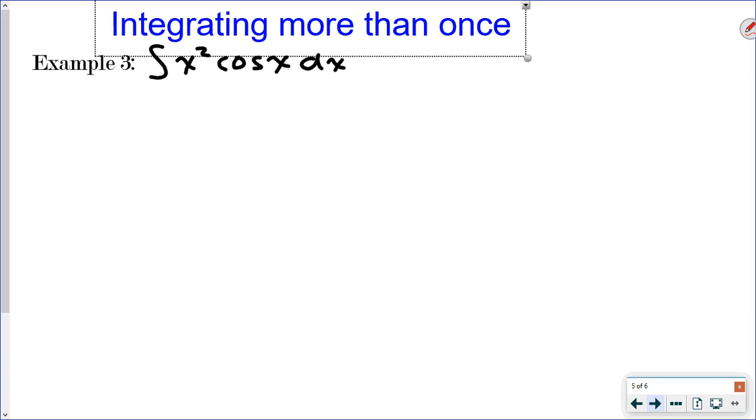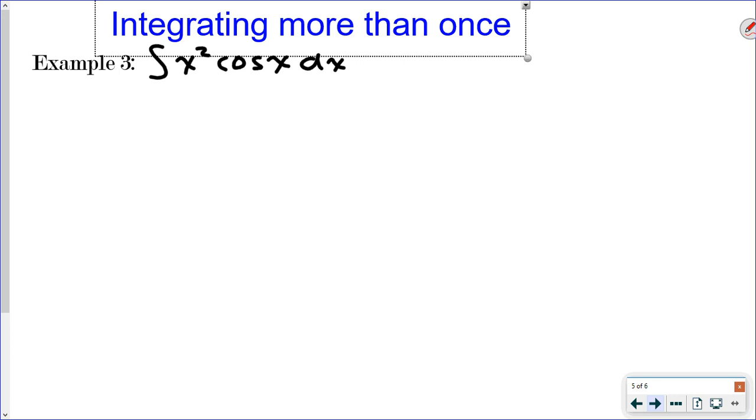Sometimes you will end up having to integrate more than one time. So in the previous 2 examples, after we plugged into integration by parts, we only had to integrate one time to get rid of the integral. Sometimes you have to do it more than once. So let me show you how that works here.